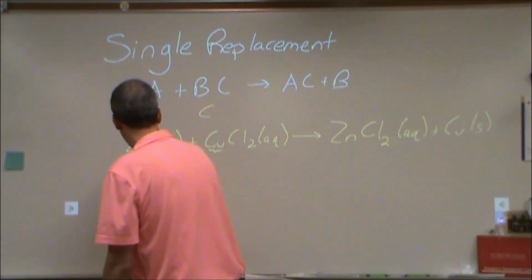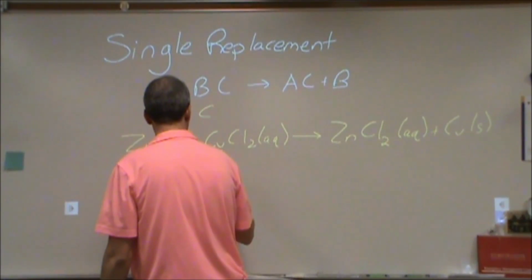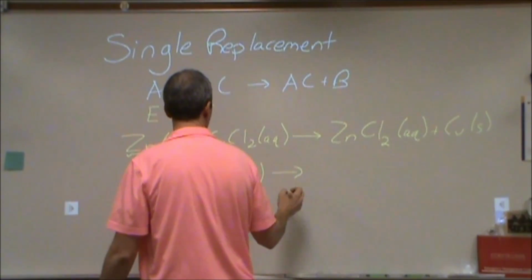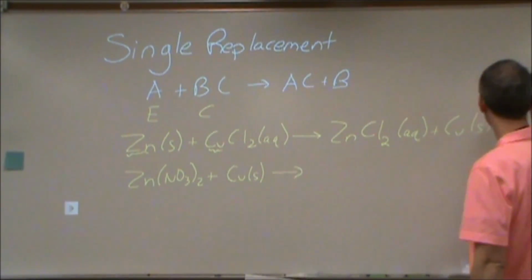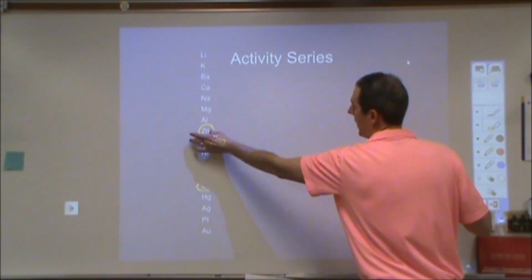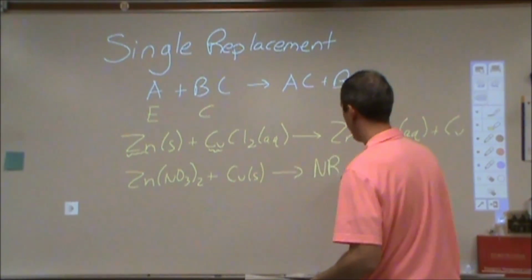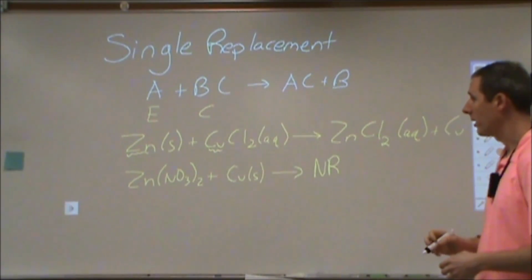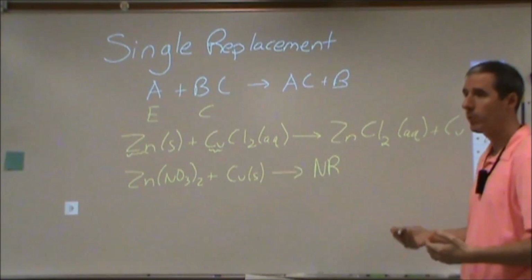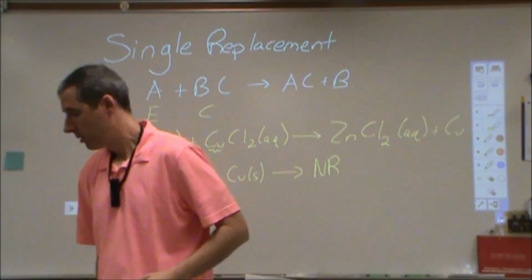However, if I had started with a situation where I had zinc nitrate solution, let's say, and copper metal, then I would have been in a case where my zinc is already in the compound and is higher on my list, and so therefore this would have led to no reaction taking place. Okay? So a big component of single replacement reactions is whether or not the reaction itself will actually go ahead and take place.